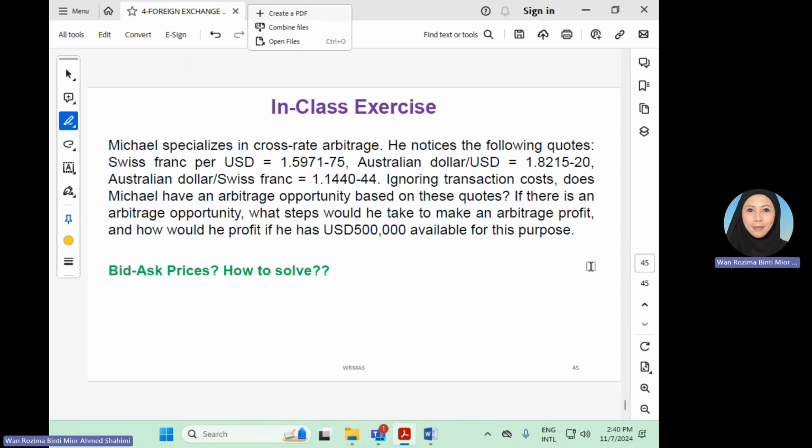So what is the first step? Finding the initial investment, which is in this case USD. So after that, what do we need to do? Finding the benchmark. Okay, do it now.